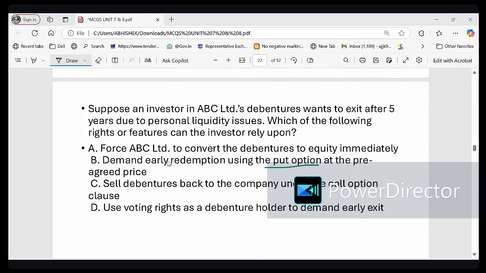So it is your right as the investor. The company can't say no. That is what we call a put option, a pre-agreed exit option for the investor, right? So I hope it is clear now.